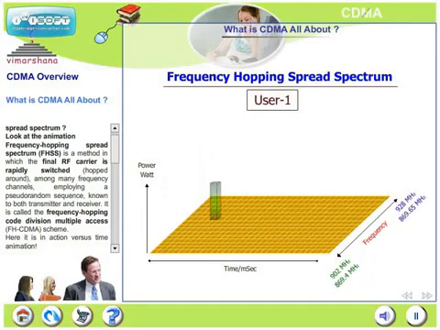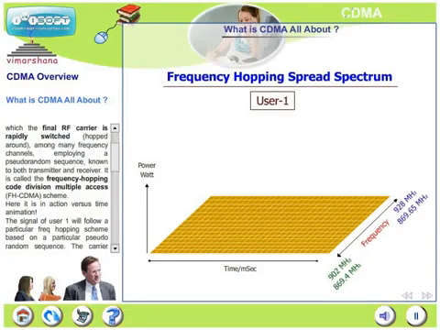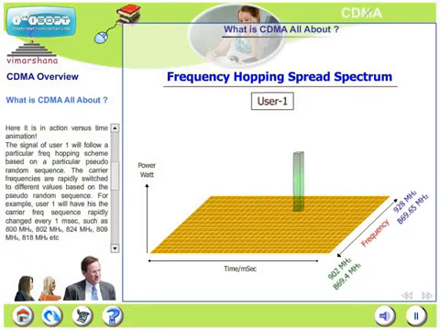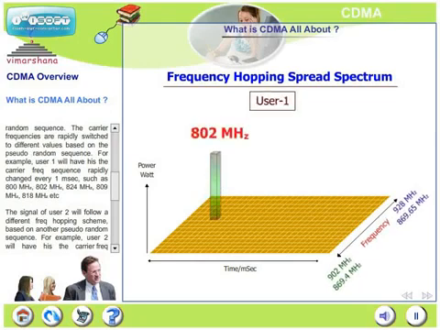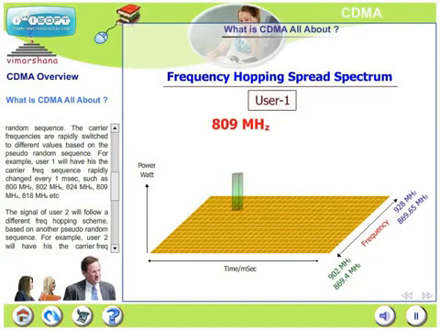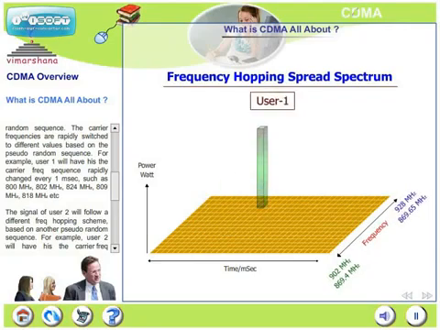The signal of user 1 will follow a particular frequency hopping scheme based on a particular pseudo-random sequence. The carrier frequencies are rapidly switched to different values based on this pseudo-random sequence. For example, user 1 will have his carrier frequency sequence rapidly hopping around every 1 millisecond, such as maybe 800 MHz, 802 MHz, 824 MHz, 809 MHz, and 818 MHz, etc., etc.